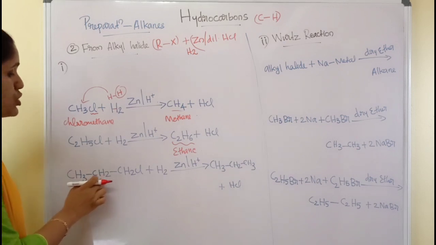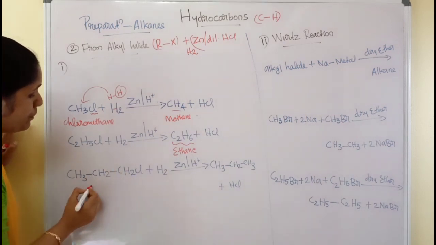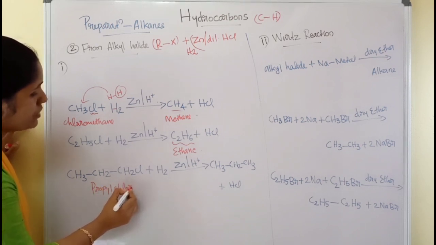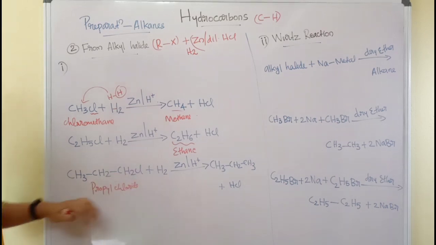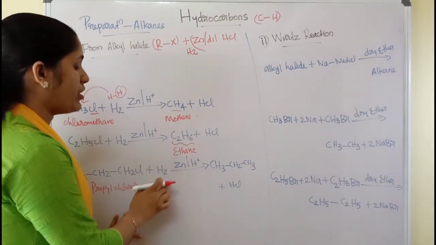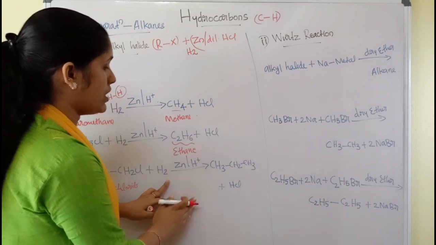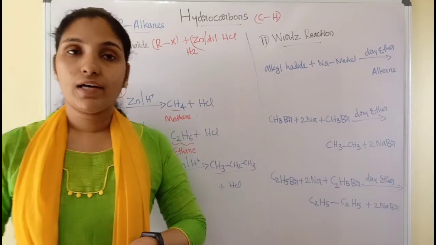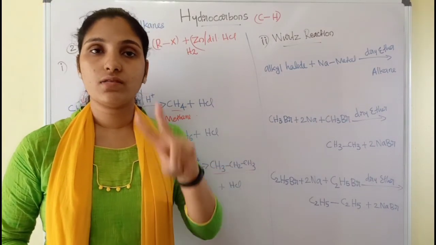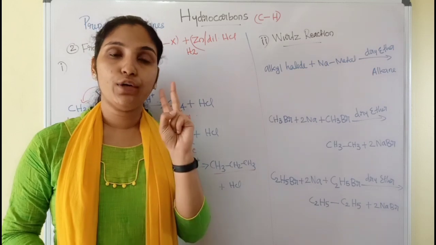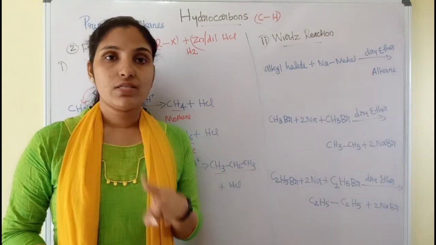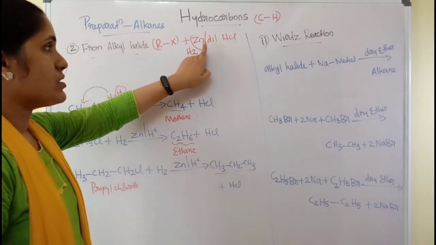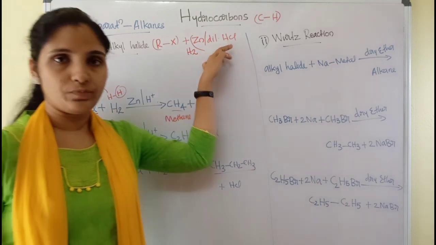And CH3, CH2, CH2Cl. This is what? Propyl chloride, or we can say chloropropane. Propyl chloride on addition of dihydrogen in presence of zinc and HCl, we will get propane along with HCl. So from the alkyl halide, we can prepare alkanes in 2 ways. First method, directly treat alkyl halide with dihydrogen in presence of zinc and dilute HCl.